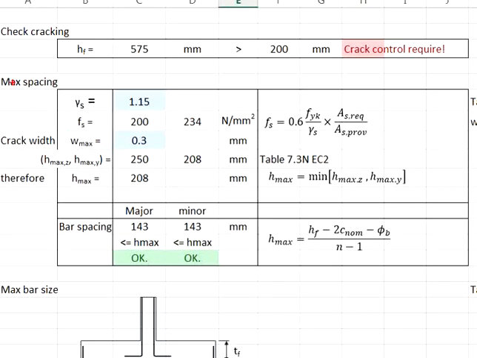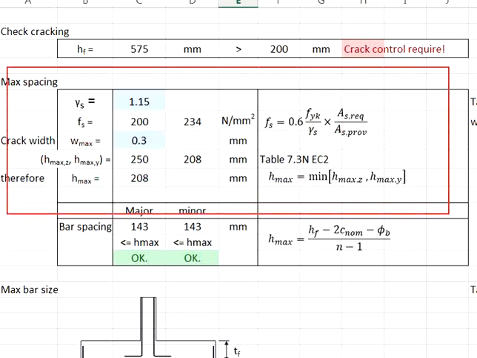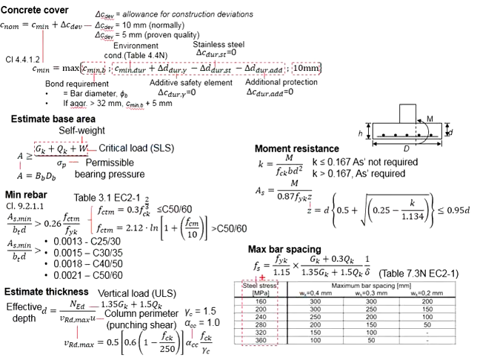Next, you're going to control the maximum spacing. To determine the maximum bar spacing, you need to refer to Table 7.3 in Eurocode 2. From the table, you need to get the steel stress and then refer to the crack width of 0.3 mm to determine the maximum bar spacing. How do you calculate the steel stress?